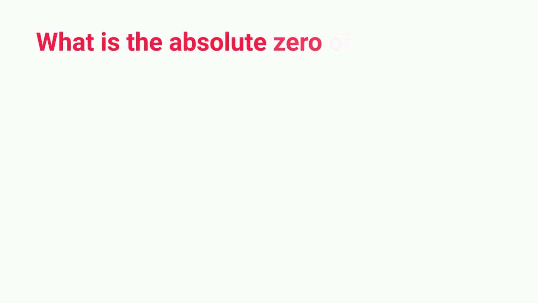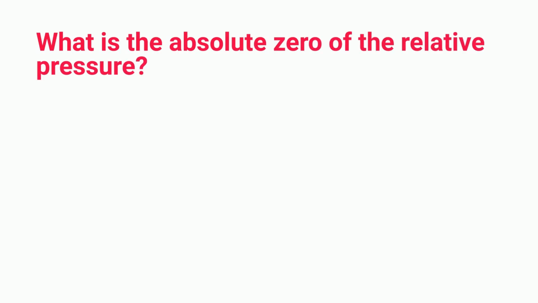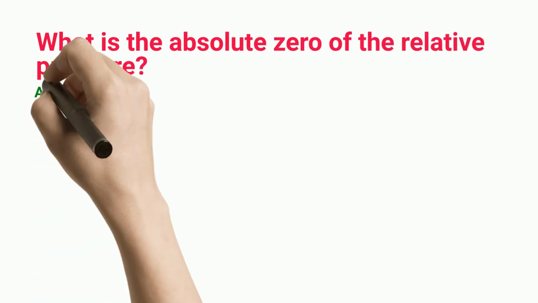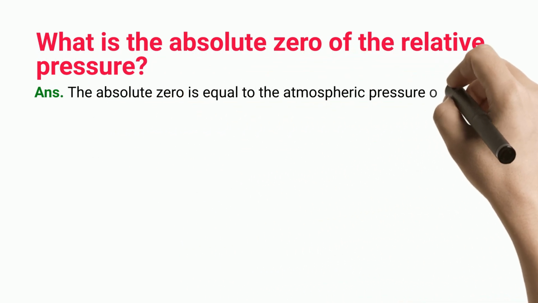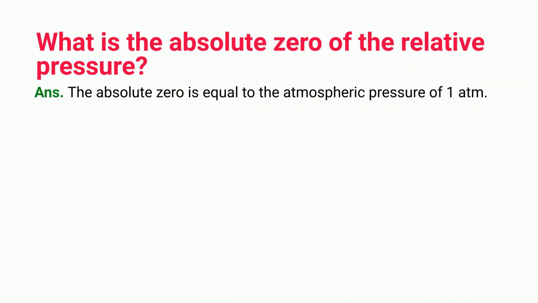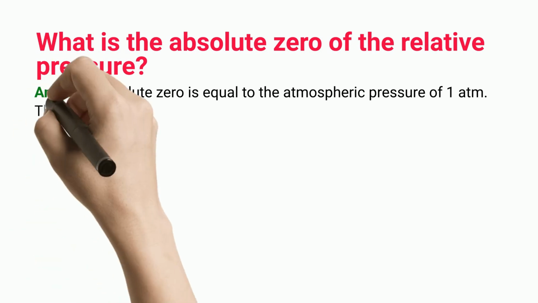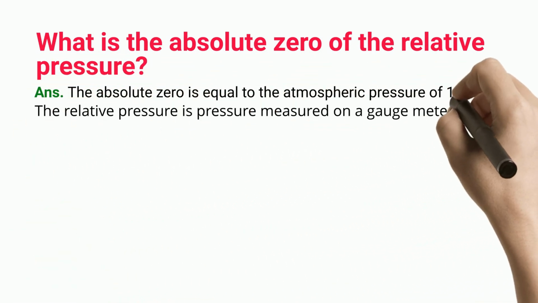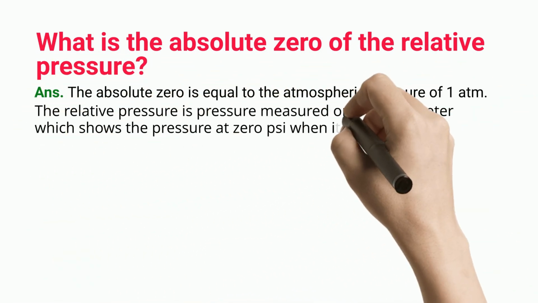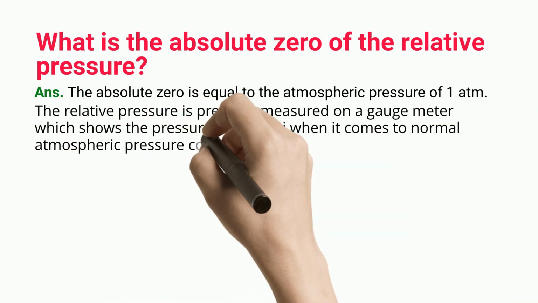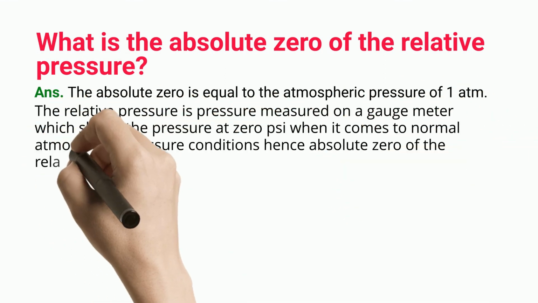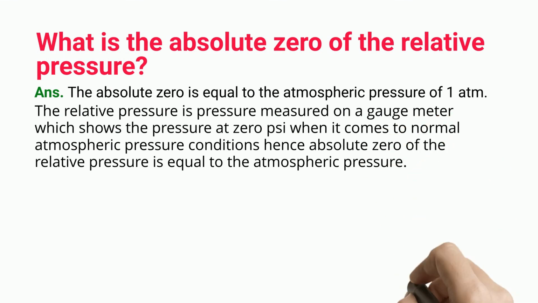What is the absolute zero of the relative pressure? The absolute zero is equal to the atmospheric pressure of 1 atm. The relative pressure is the pressure measured on a gauge meter, which shows zero when it comes to normal atmospheric pressure conditions. Hence, the absolute zero of the relative pressure is equal to the atmospheric pressure.